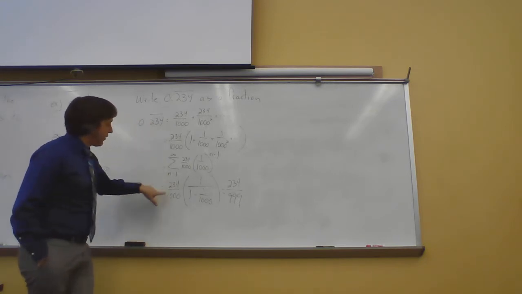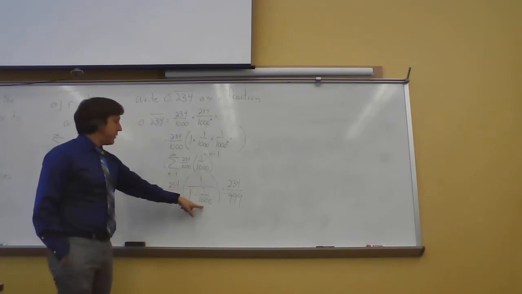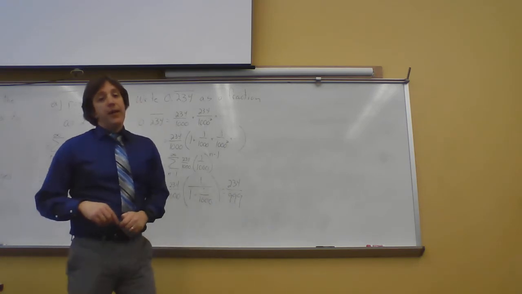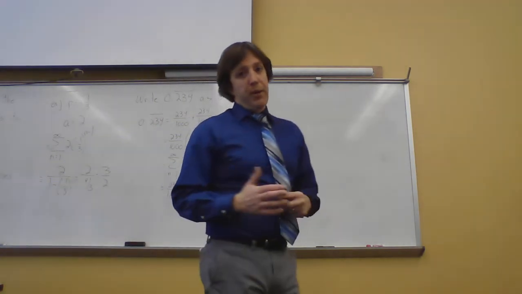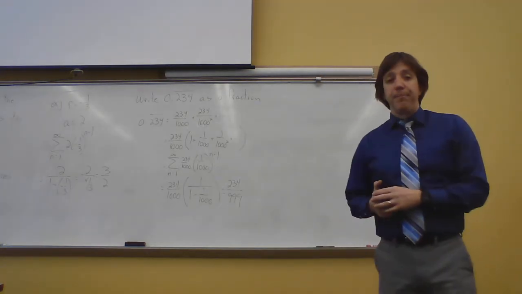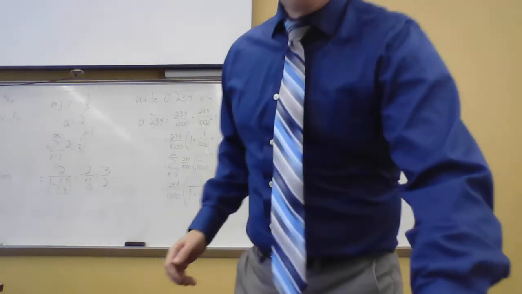So anyway, I have 234 over 1,000. My a is 1. My r is the 1 over 1,000. And if you clean up that mess, you get 234 over 999. And that does actually reduce. I just didn't bother to do it. But there you go. We can turn it into a fraction. That's pretty fun. So let me clear the board and get more.